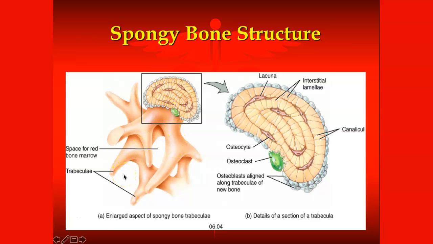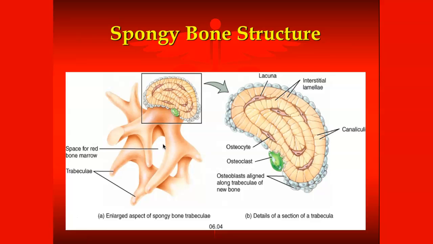Each trabecula forms along lines of stress. So it looks random, but if there's stress placed on a bone at this site, that's why we will have trabeculae or spicules. And if there's not a huge amount of stress, then we allow that gap to still be there.